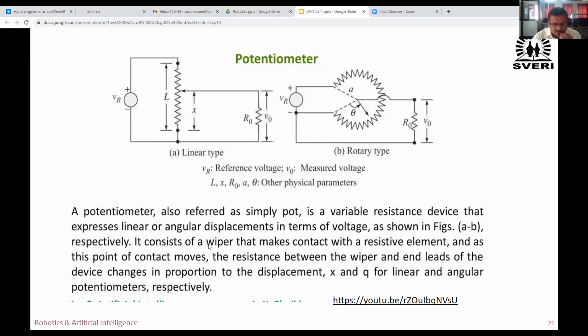It consists of a wiper that makes contact with a resistive element. See that this is the wiper, this arrow is there. This is the wiper. It makes contact with this resistance. And as this point of contact moves, the resistance between the wiper and end leads of the device changes in proportion to the displacement.